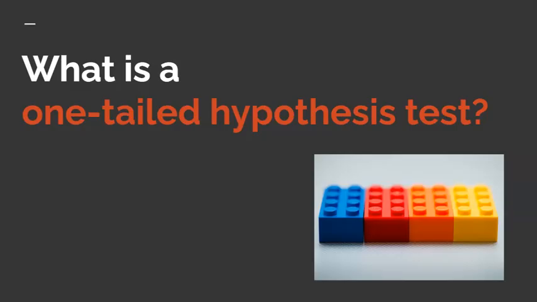Recall that hypothesis is just a fancy word for prediction. In a two-tailed hypothesis test, your prediction is that you don't know how the treatment or the independent variable will impact the sample. On the other hand, a one-tailed hypothesis test is predicting that you do know how the treatment or independent variable will impact the sample.